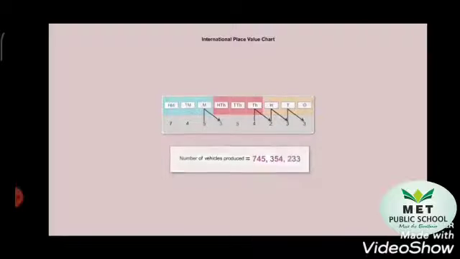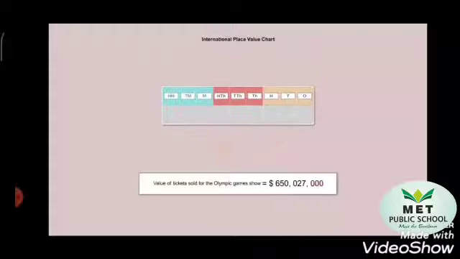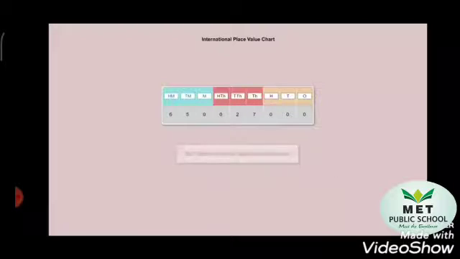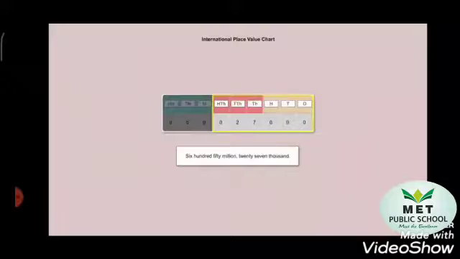Let us see a few more examples. Shown here is the value of tickets sold during the Olympic games. Let us place the number in the chart. It is read as $650,027,000. Ignore the period if the digits are all 0.